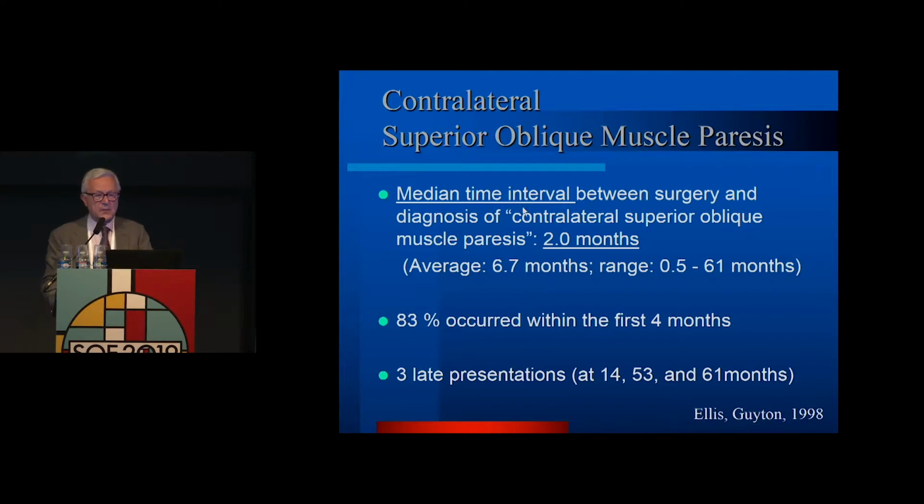The median time interval between surgery on the first eye and when the abnormality started on the other eye was 2 months. The range was larger, 6.7 months, and went anywhere between 15 days and 5 years. 83% occurred in the first 4 months, and there were 3 patients who presented late, at 14, 53, and 61 months. But the greatest majority were before 4 months after surgery on the first eye, and the mean was 2 months.